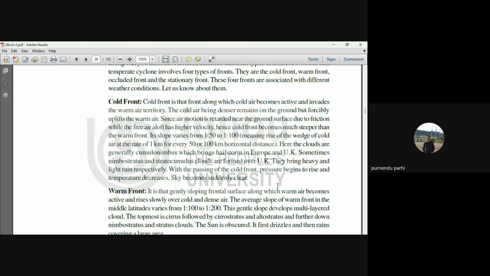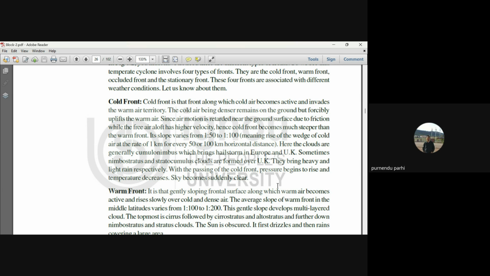Here the clouds are generally cumulonimbus, which brings hailstorm in Europe and UK. Sometimes nimbostratus and stratocumulus clouds are formed over UK.